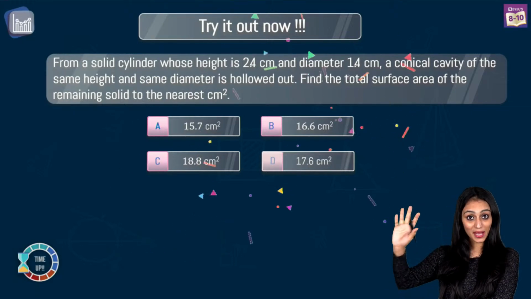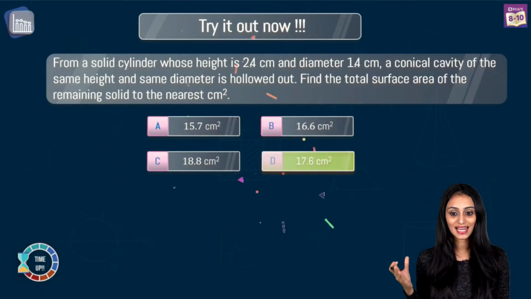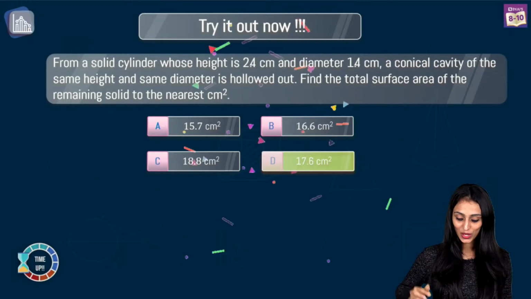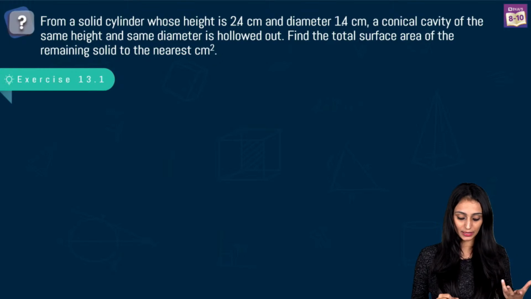All right, time is up. Okay, let's check what the right answer is. So the right answer is option D, that's 17.6 centimeter square. Wow. So all of you have given the right answer, but still let's take a quick look at the solution, how you have to represent it, right?